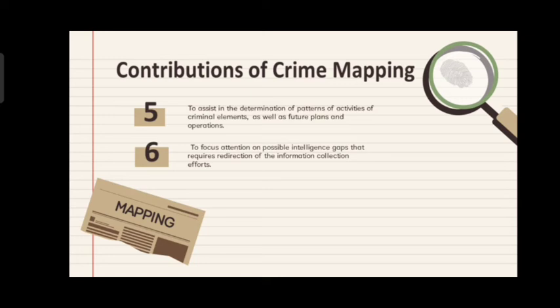place. So, 6. To focus attention on possible intelligence gaps that require redirection of the information collection efforts. In crime mapping, di ba, mas madedetermine natin kung saan lugar mas nangyayari yung crime.